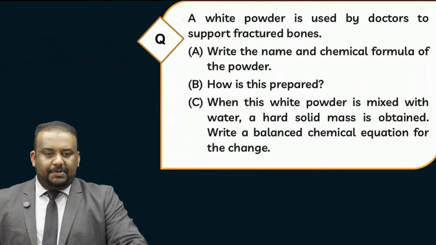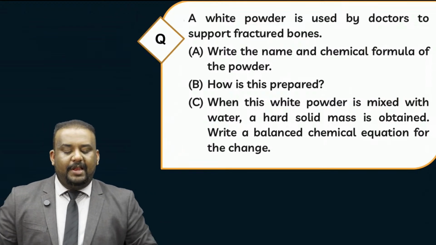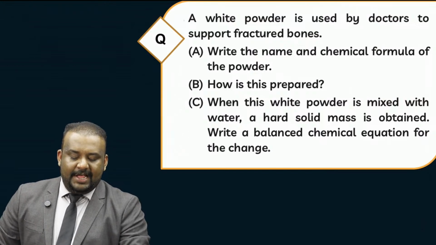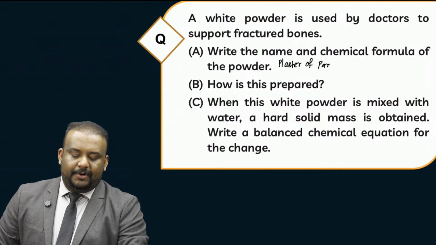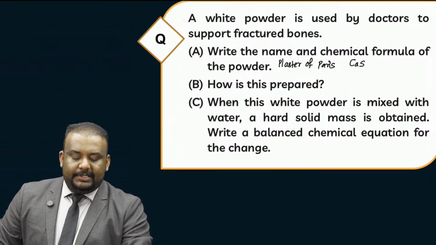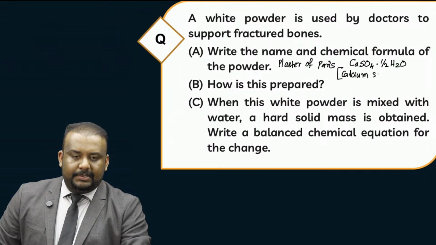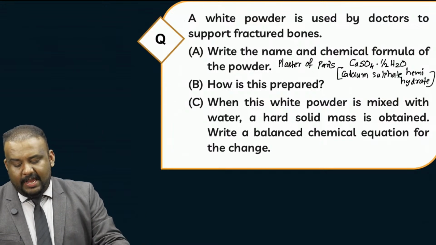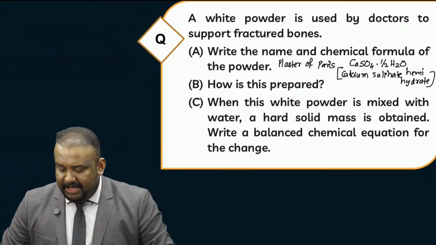A white powder is used by doctors to support fractured bones. Write the name and chemical formula of the powder. What is the powder? It is Plaster of Paris, isn't it? That is the common name of the powder which is used for treating fractures. So, Plaster of Paris. What is the chemical formula? CaSO4.½H2O. What is the chemical name? It is calcium sulfate hemihydrate. Calcium sulfate hemihydrate.